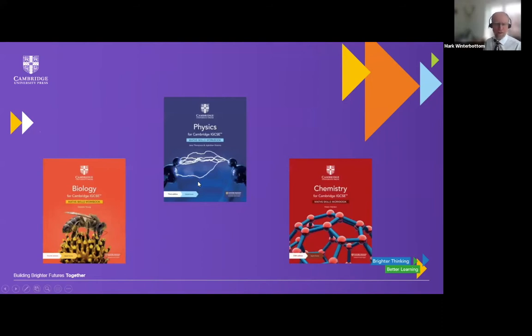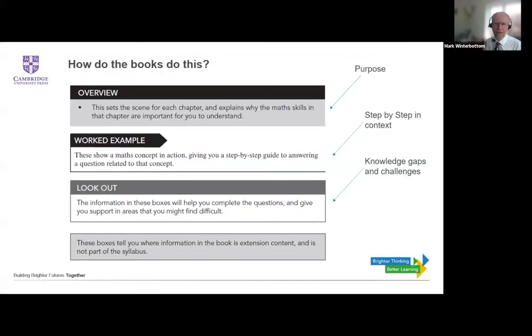So we've got a maths skills workbook for biology, for physics, and for chemistry. The way in which they help you is that for each of the areas of maths, they have absolutely the things that we just recommended. So they have a purpose within which the maths is set. So why is this maths important to science? We have a context and we have it step by step. So we've got it in action, as they call it here. And we've also got those step-by-step instructions.